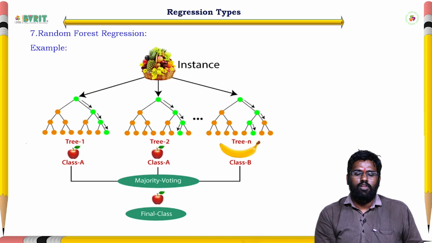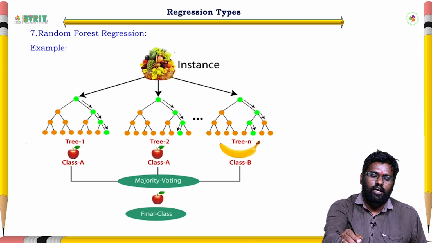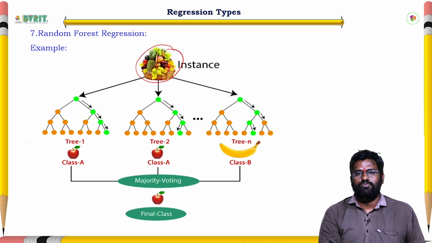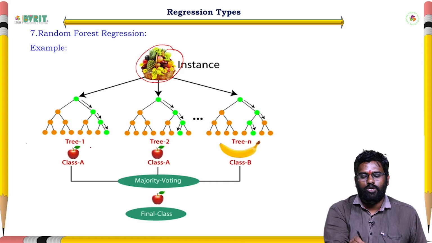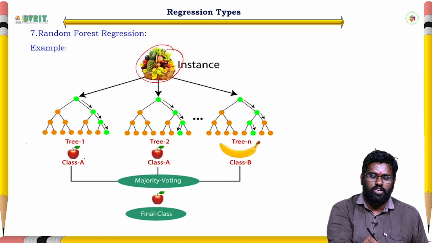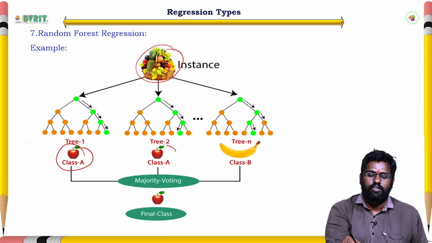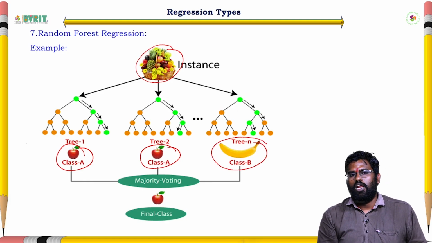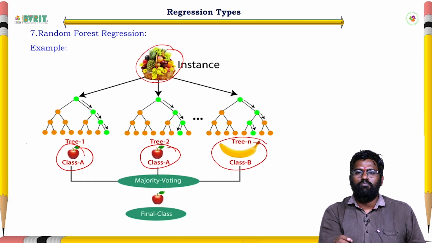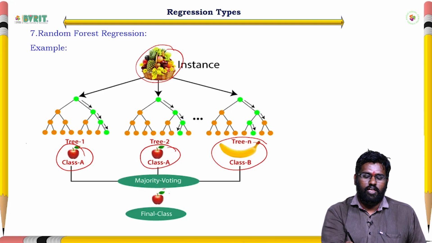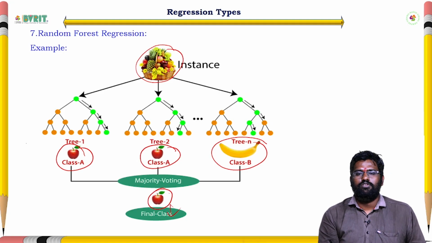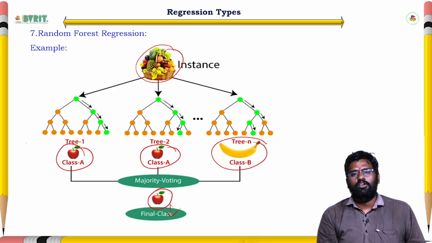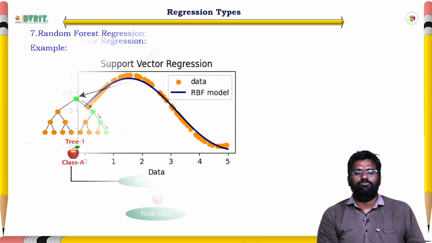I will show you an example, you will understand. So this is the instance, it contains a basket of fruits. So we are dividing that one into 3 trees. So first tree contains class A of apple, second tree contains class A of apple and third tree contains class B of banana. So out of these three, the majority is class A apple. So the apple is our final class. Apple is our final class. So like this we are distributing the random forest linear regression.